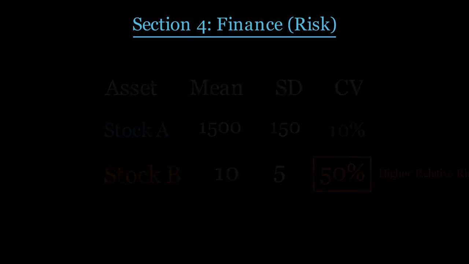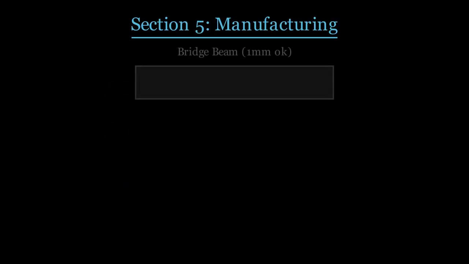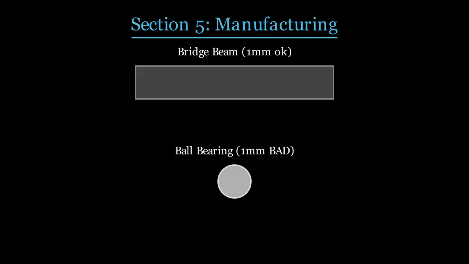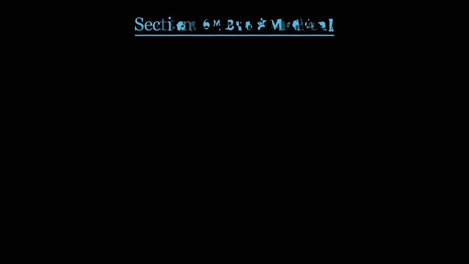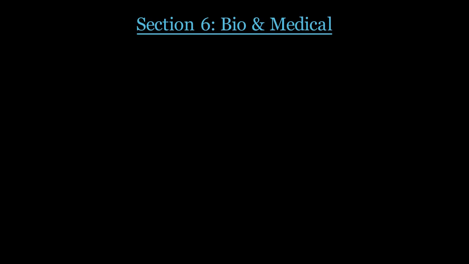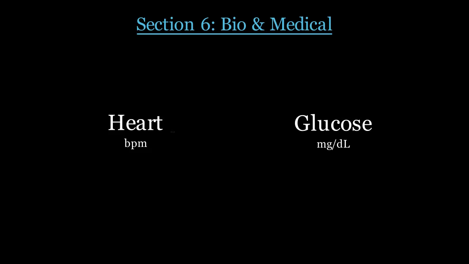Section 5. Quality control and industrial engineering. In manufacturing, consistency is king. Imagine a factory producing two things, ball bearings for jet engines and massive steel beams for bridges. A variation of 1 millimeter in a bridge beam is negligible, but 1 millimeter in a ball bearing is a catastrophe. Engineers use the CV to monitor process capability. A lower CV indicates a more precise and stable manufacturing process, regardless of whether the part being produced is microscopic or humongous.